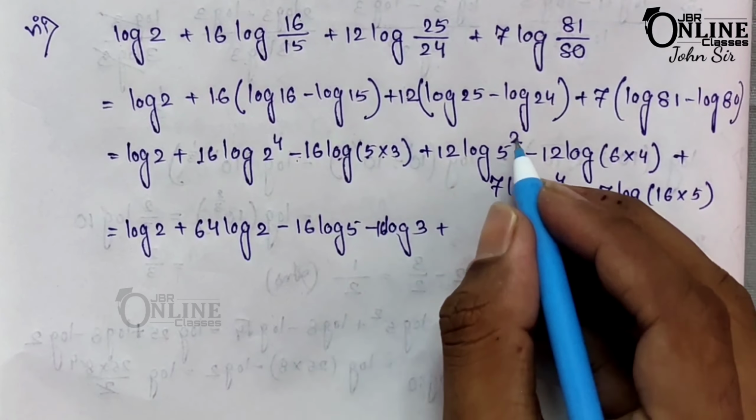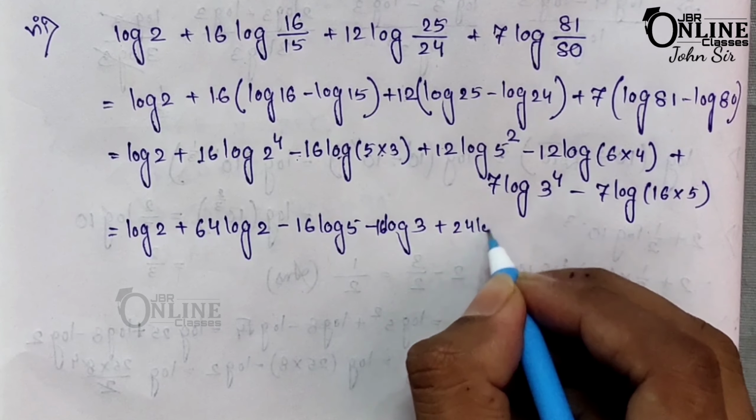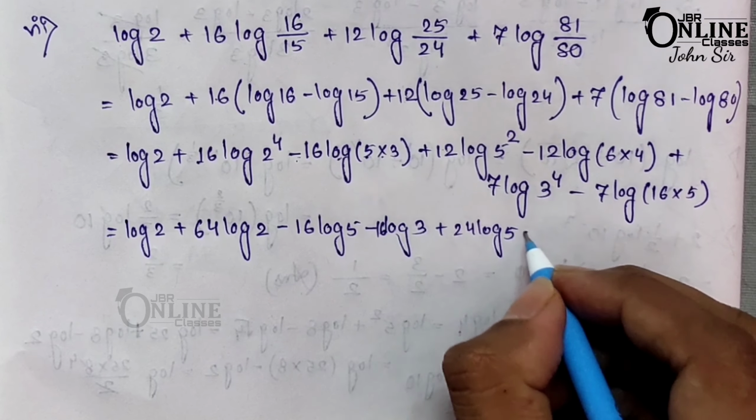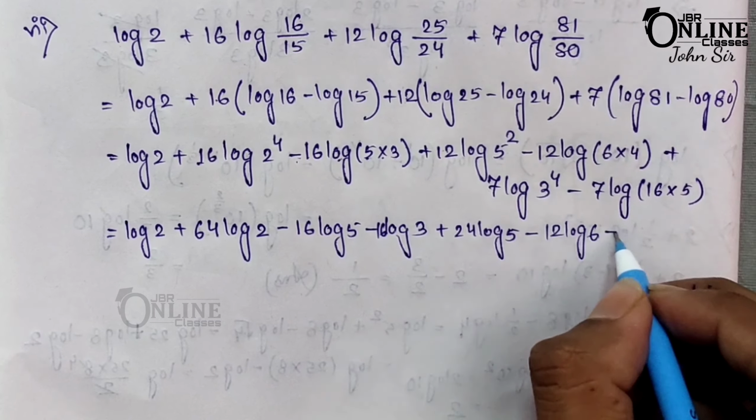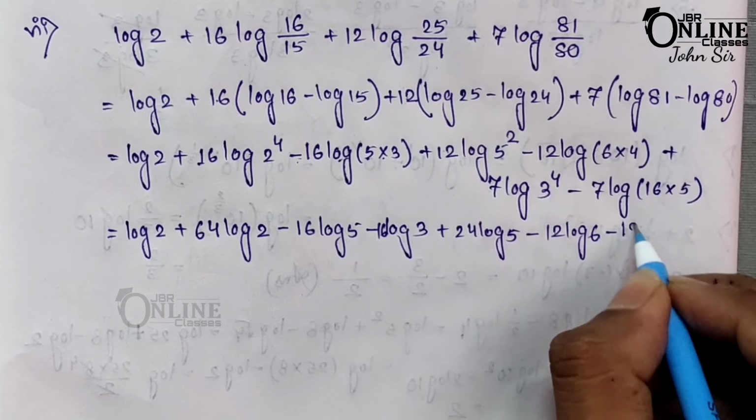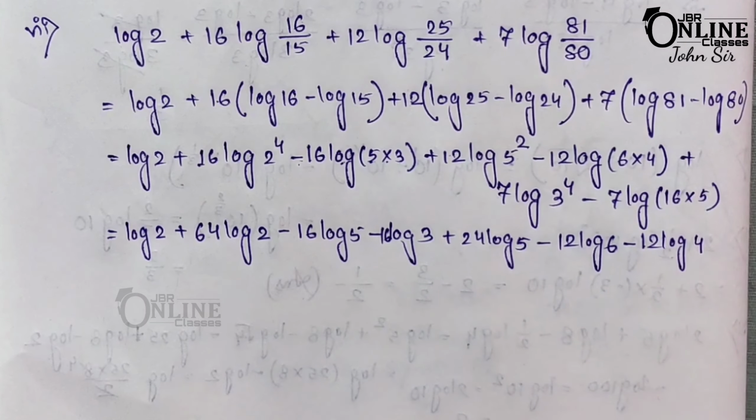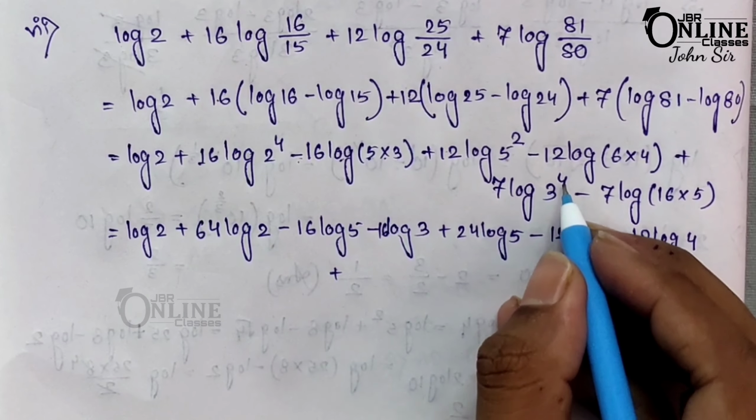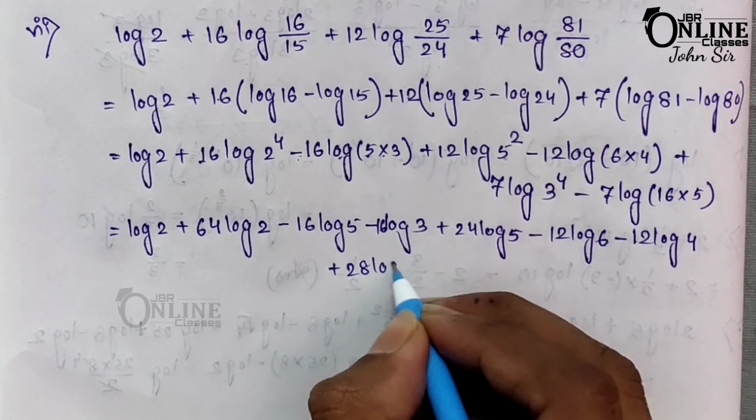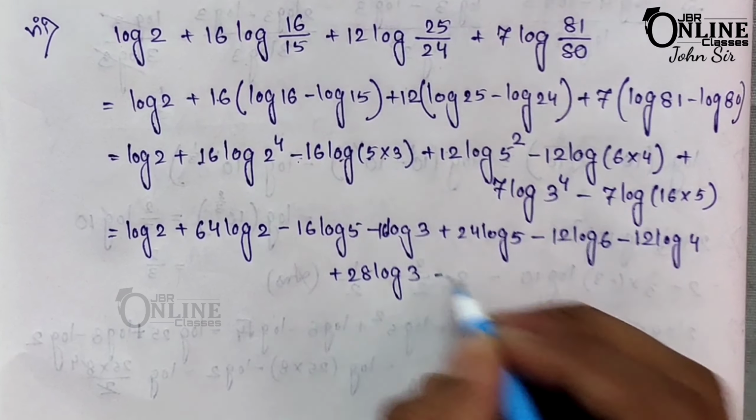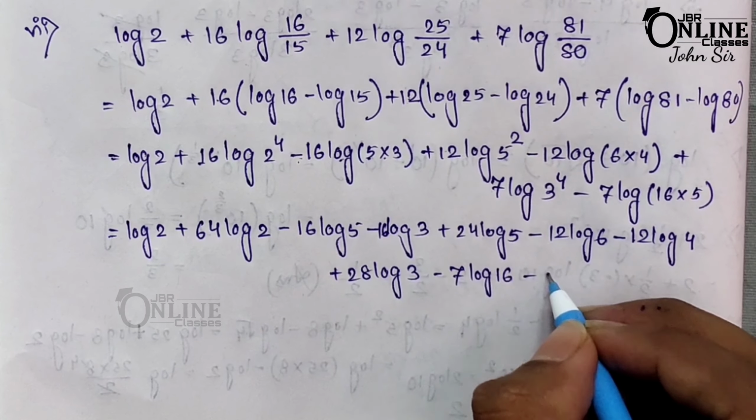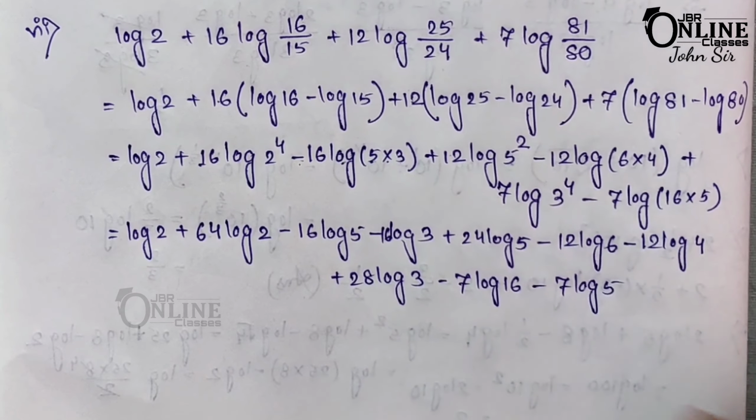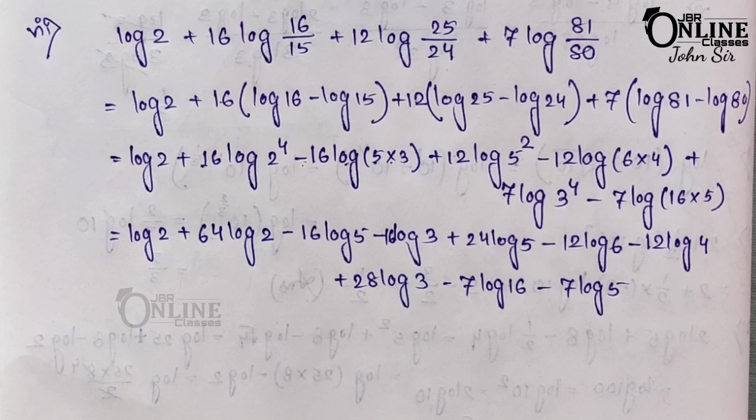Then next one, 2 multiply with this one, 24, so 24 log 5. Then next one, again 12 log 6, as here minus, so plus minus minus, it's 12 log 4. Then last one, 4 into 7, it's 28, 28 log 3, and here 7 log 16, and then minus 7 log 5.